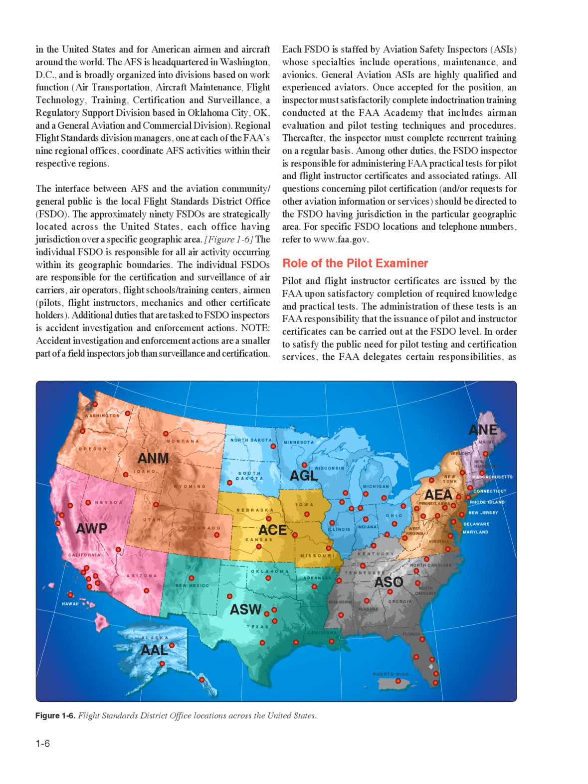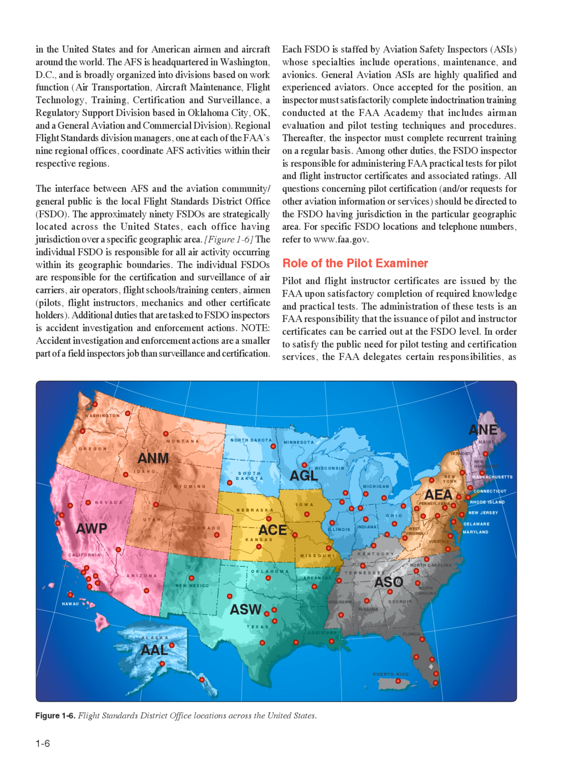within their respective regions. The interface between AFS and the aviation community/general public is the local Flight Standards District Office, FSDO. The approximately 90 FSDOs are strategically located across the United States, each office having jurisdiction over a specific geographic area. Figure 1-6. The individual FSDO is responsible for all air activity occurring within its geographic boundaries. The individual FSDOs are responsible for the certification and surveillance of air carriers, air operators, flight schools/training centers, airmen, pilots, flight instructors, mechanics, and other certificate holders.